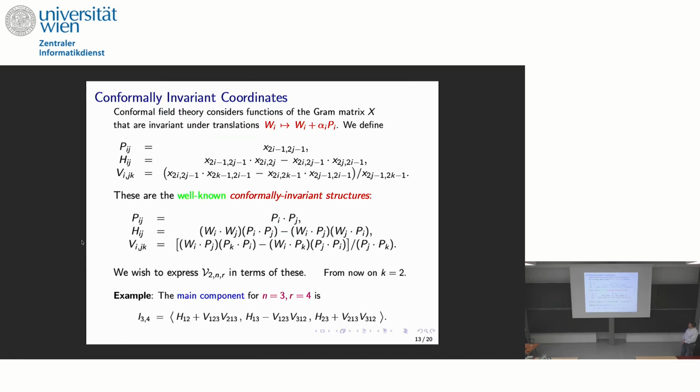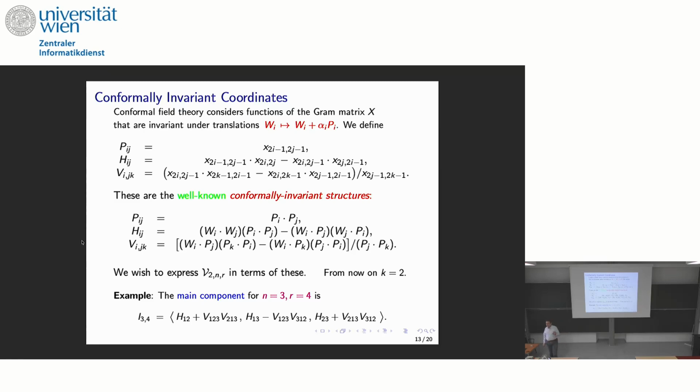Okay. So what I'd like to do now is take my determinantal variety, my V2NR variety, that's the variety from the quiz, and express it in terms of this third level of coordinates. So from now on, k is equal to 2. Now this starts out pretty nicely, right? So for example, if n is 3 and r is 4, that was the yellow surface we've seen, then this ideal I3,4, now in these new coordinates is simply this thing. So h12 plus v123. So they're these very friendly polynomials.